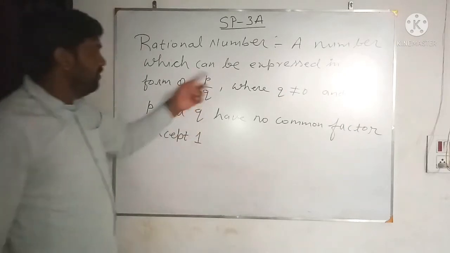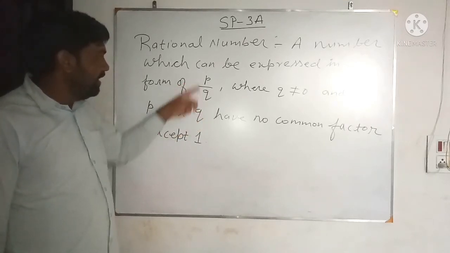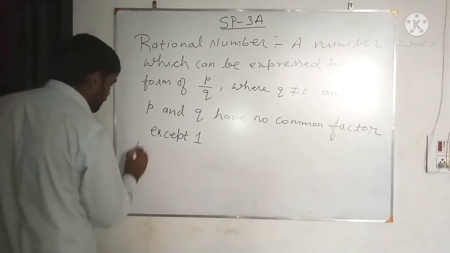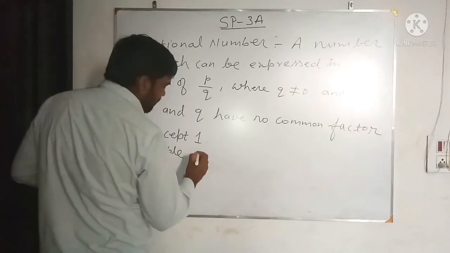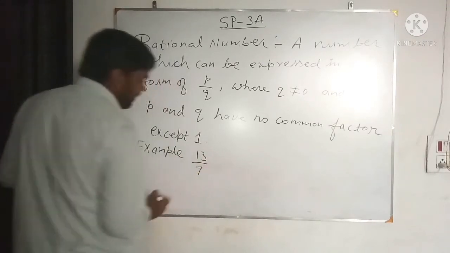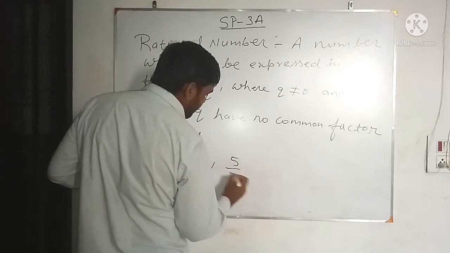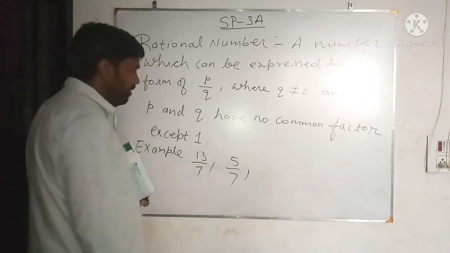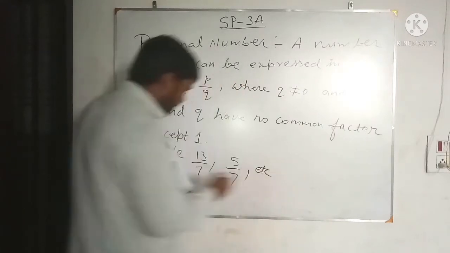So what is a rational number? A number which can be expressed in the form of p by q, where q should not be 0, and p and q have no common factor except 1. There should not be any number which can divide both p and q. For example, you can take 13 by 7. 13 and 7 have no common factor except 1. Or you can also take 5 by 7, no common factor except 1. All these are rational numbers. There are many rational numbers.